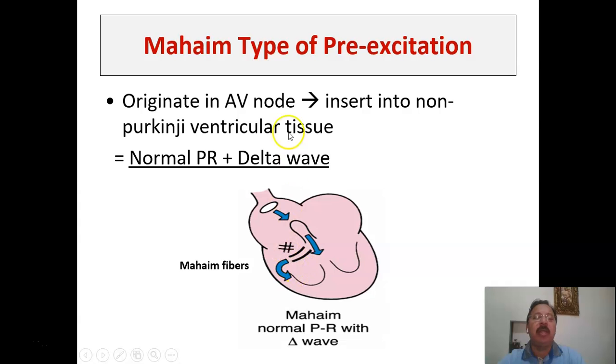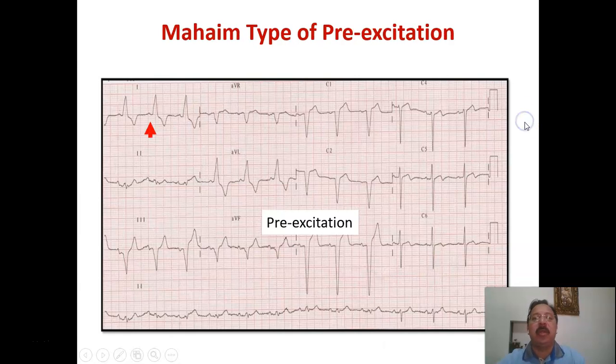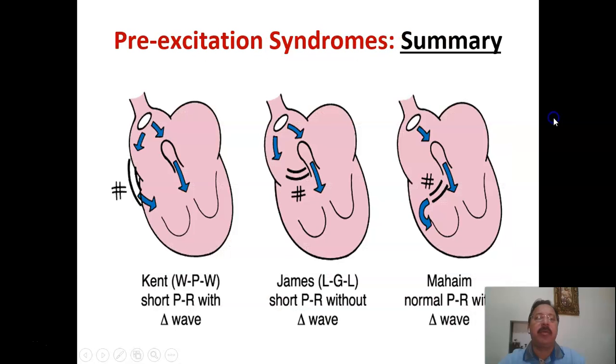So you will get the delta wave and a little bit wider QRS complexes. In Mahaim fibers, you will get the normal PR interval as well as delta waves. So here, if you look, the normal PR interval and wide QRS complexes. So this might be a Mahaim type of pre-excitation syndrome. Normal PR and delta wave.